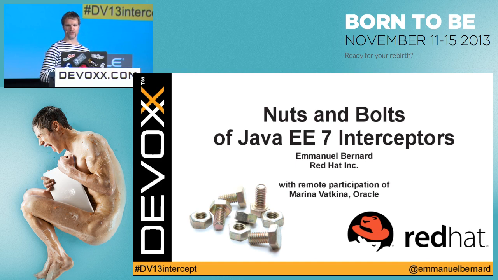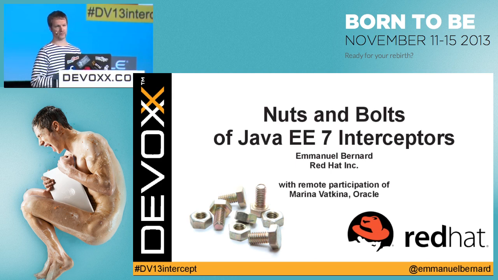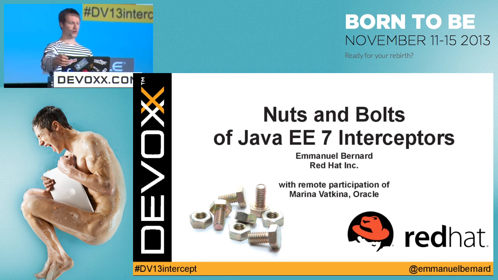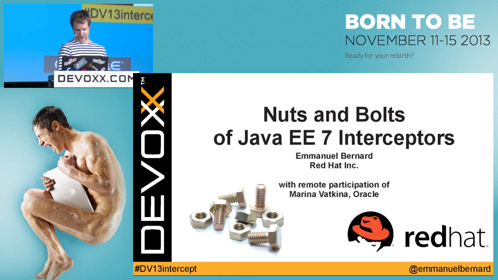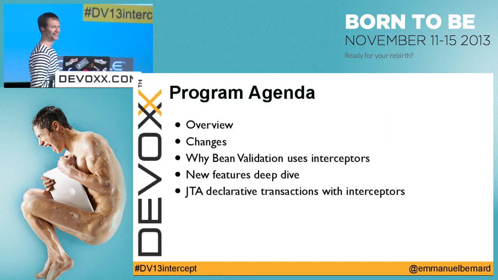The other thing is, I don't know who is native English, but "nuts and bolts" is not necessarily super non-native English friendly. It basically means the basics of JavaE interceptors, what's underneath and what we are doing with it. There is also another meaning that you can find in, what's the name of that? It's Urban Dictionary, but I won't mention anything about that.